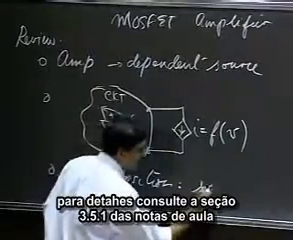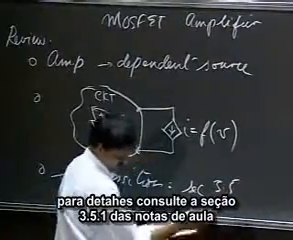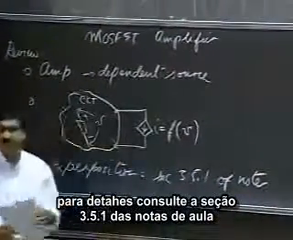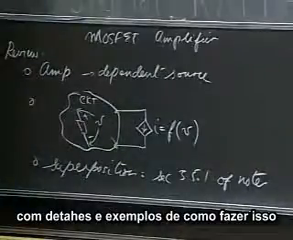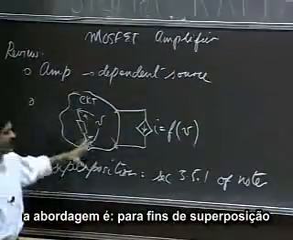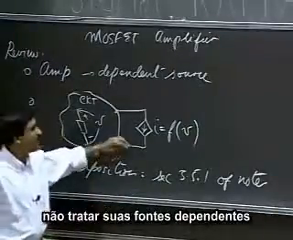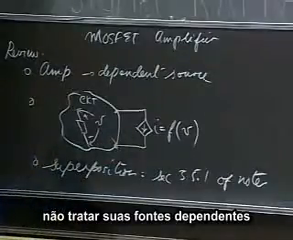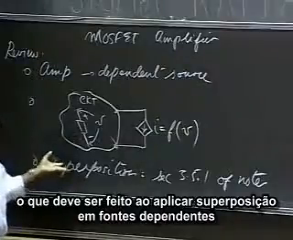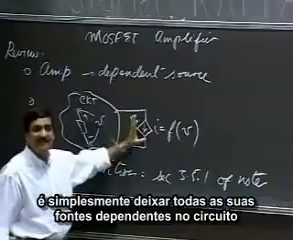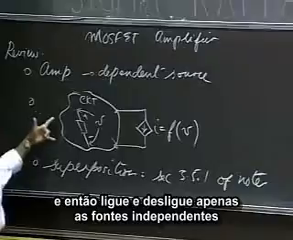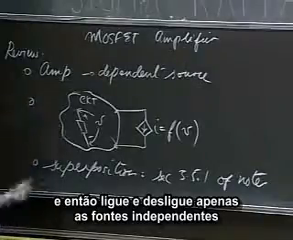Okay, and for details, you can look at section 3.5.1 of your course notes on the details and some examples on how to do this. So the approach is very simple, actually. The approach is, for the purpose of superposition, to not treat your dependent sources as sources that you turn on and turn off. Okay? So what you do is, when you do superposition with dependent sources, simply leave all your dependent sources in the circuit. Just leave them in there and turn on and off only your independent sources.